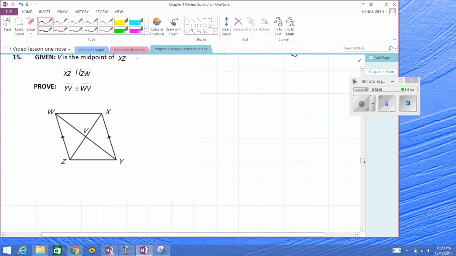Okay, another proof. Looks like the givens are actually stated this time. V is the midpoint of XZ, so we've got to cut XZ in half, two equal parts. It's marked at X. No, that can't be right. XZ cannot be parallel to ZW. That's probably supposed to be XY. Let's assume that's XY because it's already marked. They must mean XY is parallel to ZW.